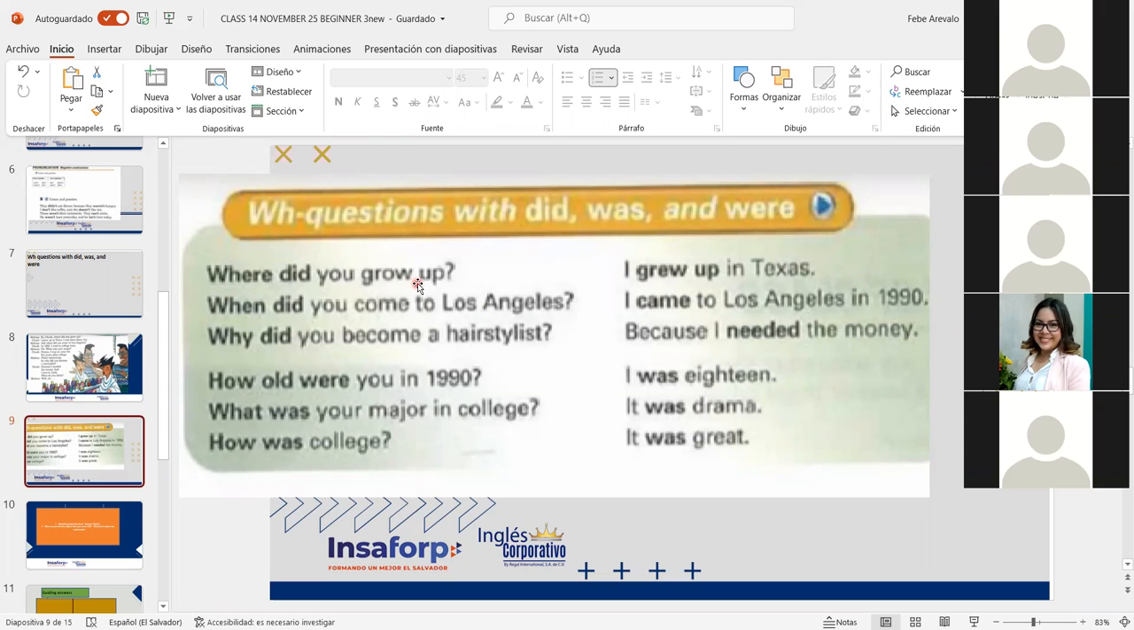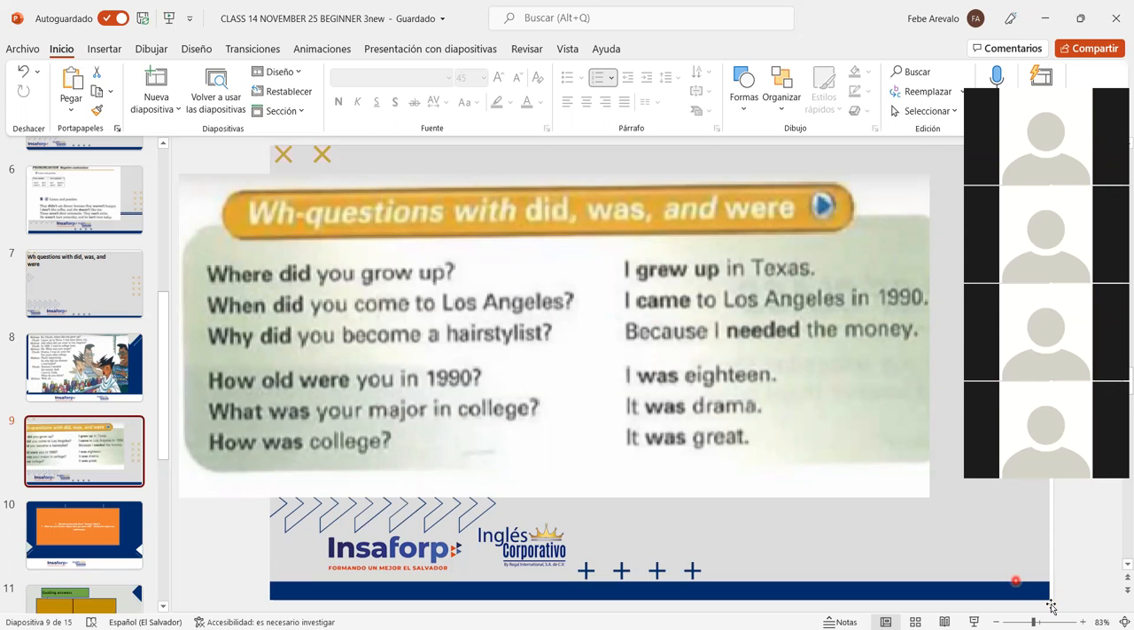Where did you grow up? I grew up in Texas. When did you come to Los Angeles? I came to Los Angeles in 1990. Why did you become a hairstylist? Because I needed the money. Excellent, there you go, right? Very good. Let me check, and Sonia, I will ask you, Sonia.